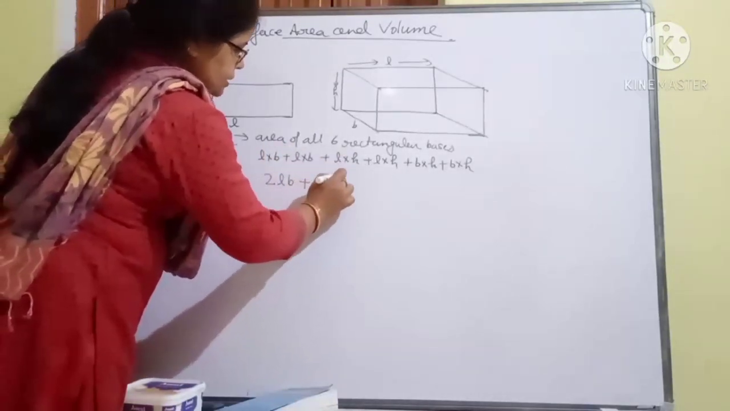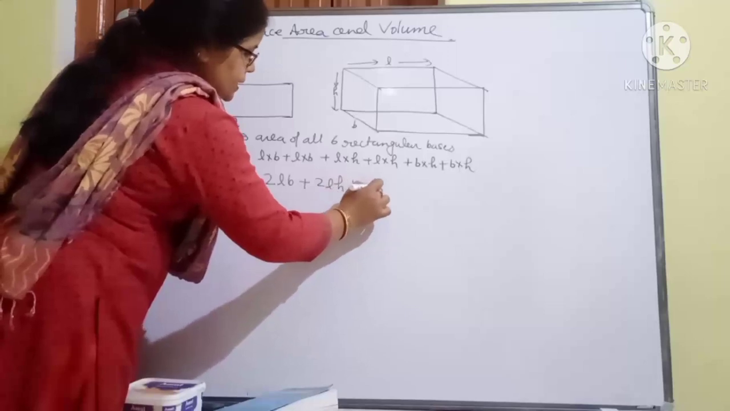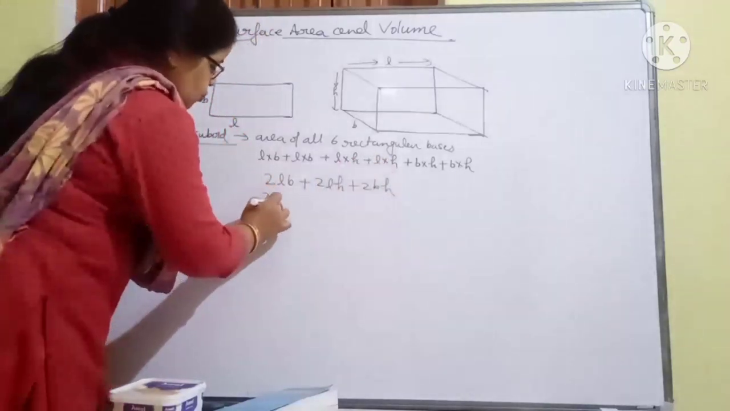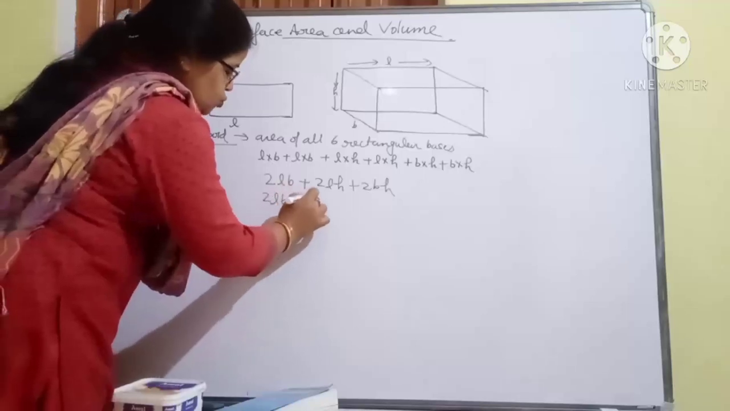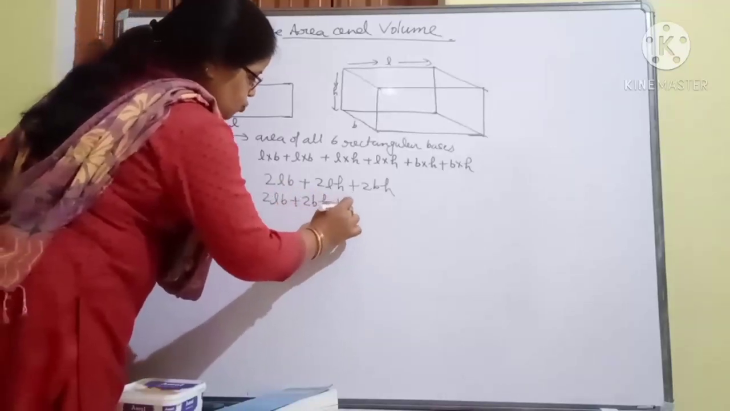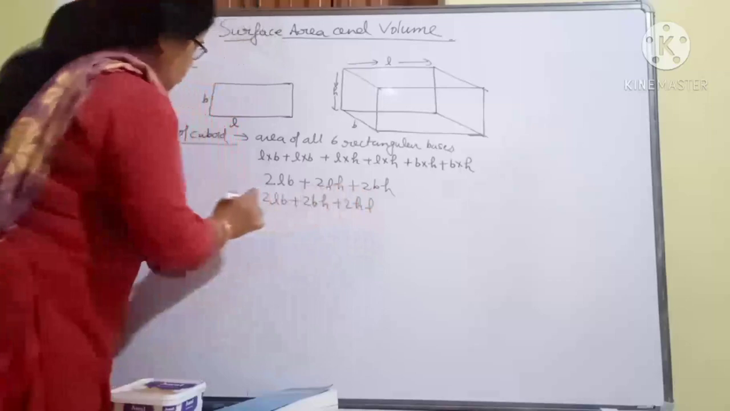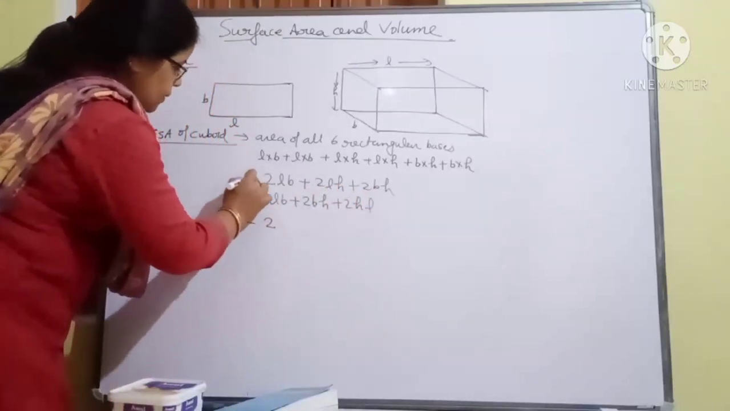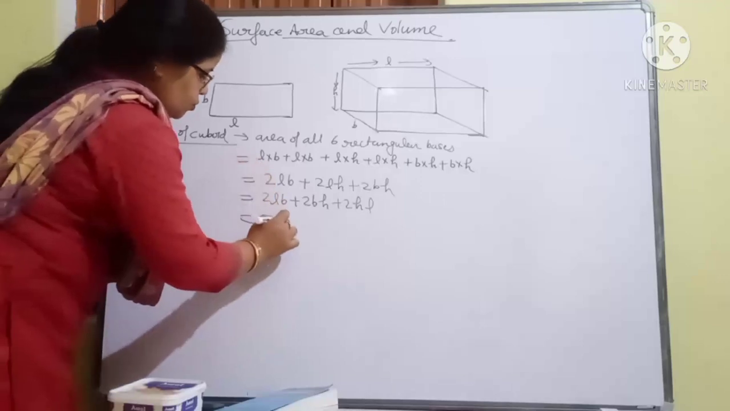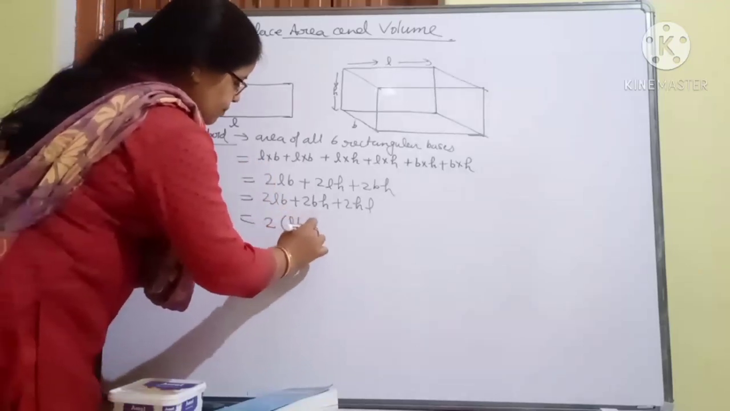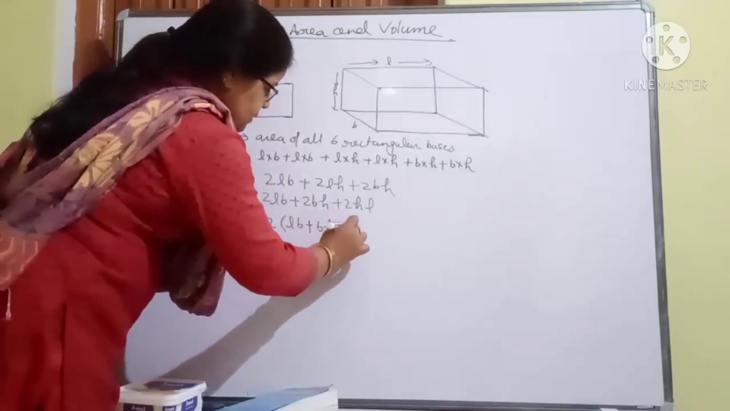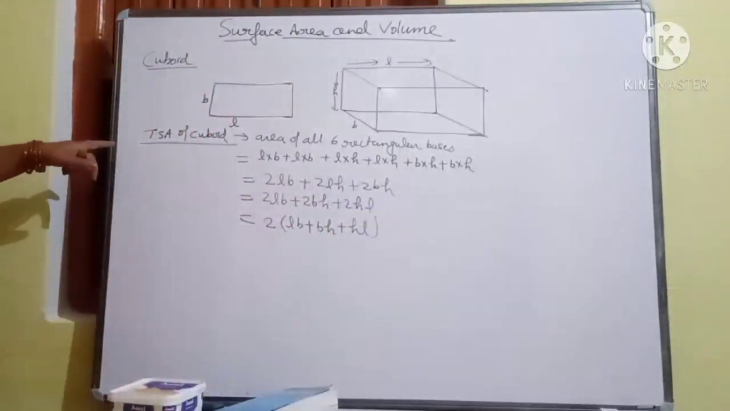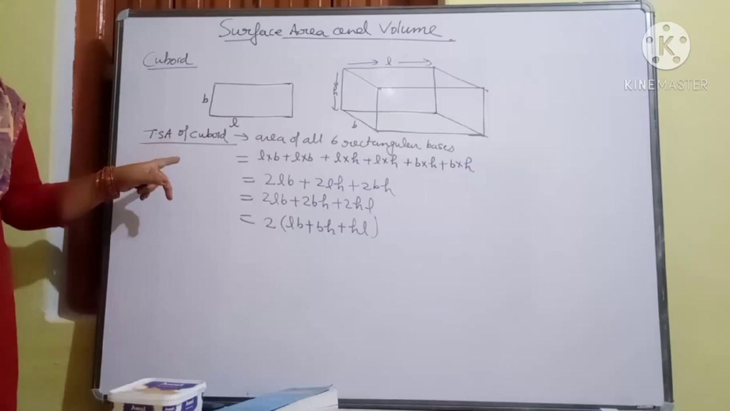2LH plus 2BH. Now I am arranging them in a proper sequence: 2LB plus 2BH plus 2HL. Okay, so for the TSA we will take 2 as common. So what will it become? 2 times (LB plus BH plus HL). It will be the total surface area of the cuboid. Total surface area of the cuboid.